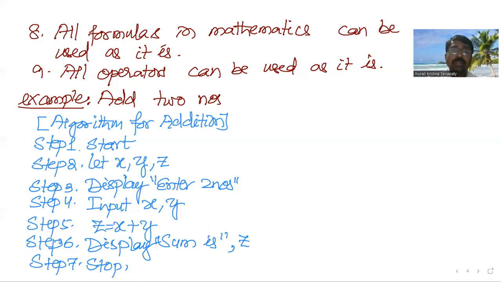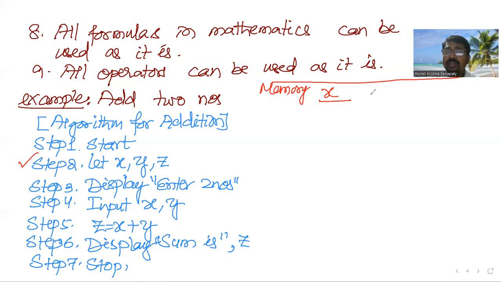Now if I dry run this algorithm, how will it execute? First of all, I have to think of memory locations. This is my memory, whatever memory I have declared in step number 2: let x, y, z. So x is a memory, y is a memory, and z is a memory. Three memory locations are created which are used.